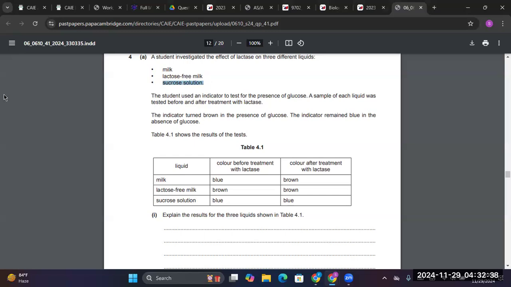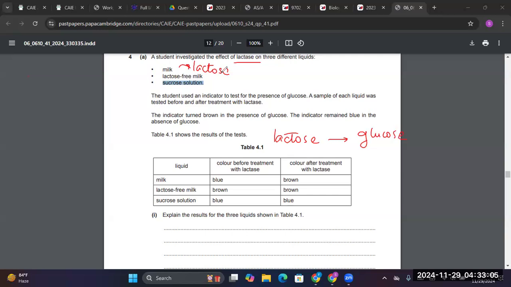So the thing over here is that we have an enzyme. This enzyme is lactase. Okay. The enzyme lactase will break down the what does milk have? Milk has lactose inside it. So this enzyme lactase, it will break down the lactose to give us glucose.